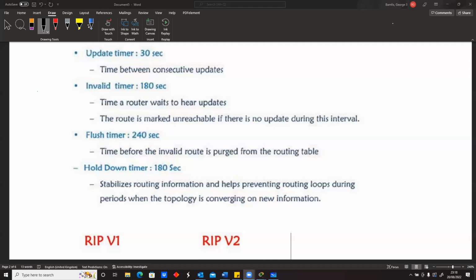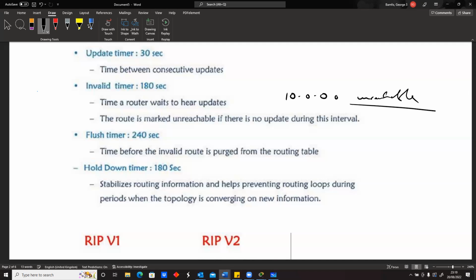So I may have it, but I'll hold that particular network. I'll say these routes that I know about this particular network, even though this guy is the one who told me, because he has not come back to me after 180 seconds, I think these networks are not available. So I'll start putting a marking on them and say unreachable. I think the 110 network is unreachable.